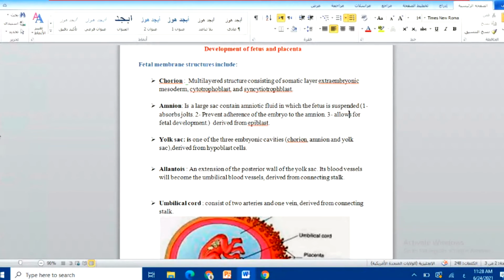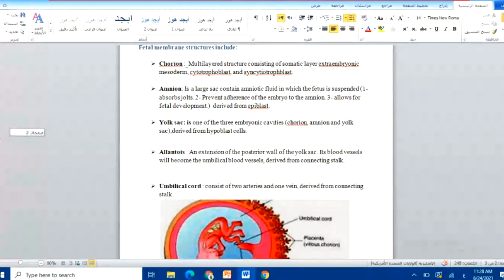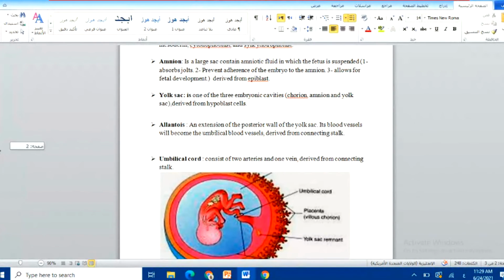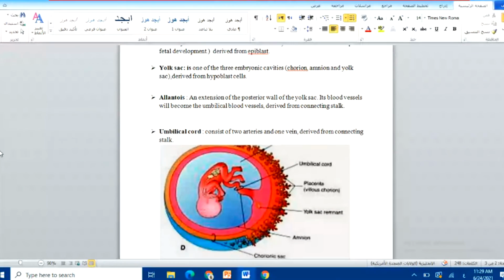Okay, the second structure included in the fetal membrane is the yolk sac. These three, chorion, amnion, and yolk sac, are all derived from hypoblast cells. The yolk sac has the function of supporting by supplying nutrients, especially in the early development period.